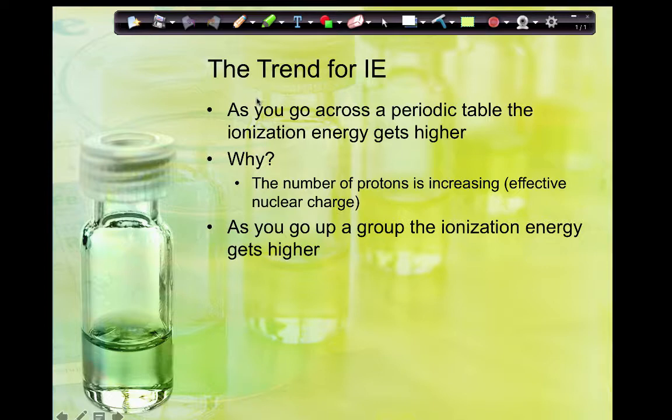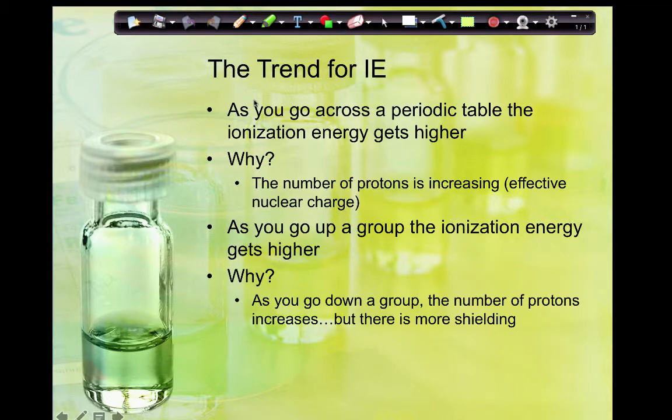In the data we saw, it was going down the group, so it was getting lower. Same difference. The reason that happens is because we're moving further away from the nucleus. So as I go down a group, the number of protons will increase, but the shielding is also increasing, and that counteracts the effective nuclear charge. So even though I'm increasing my number of protons, my electrons are getting put on outer energy levels, which means there's more shielding.